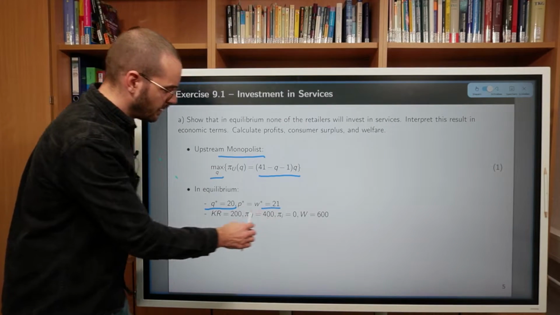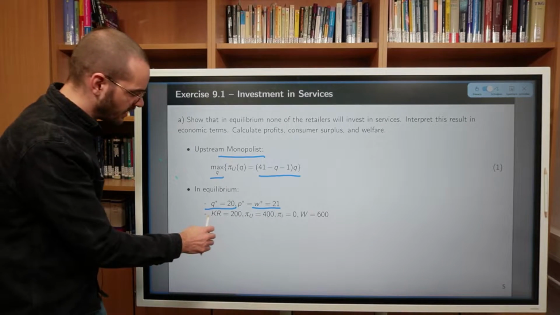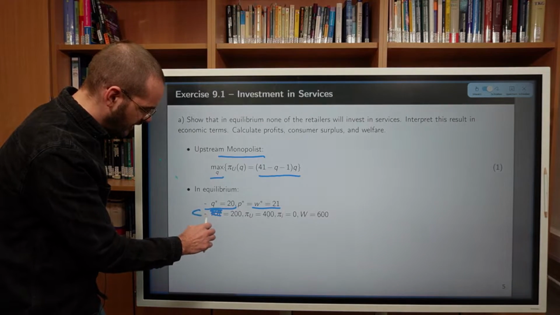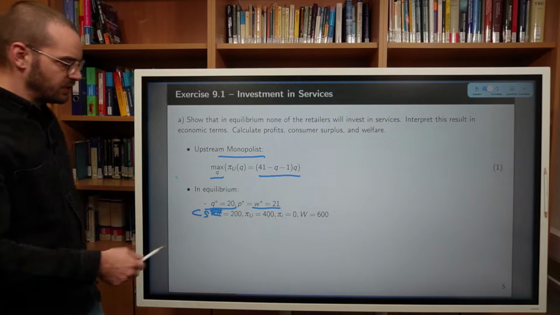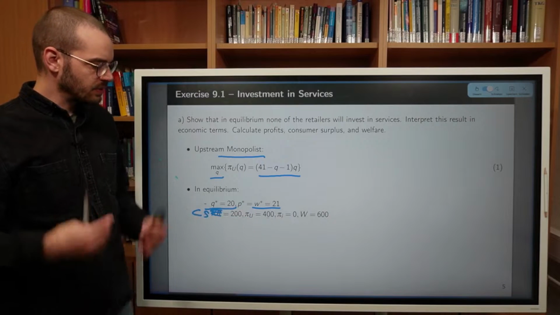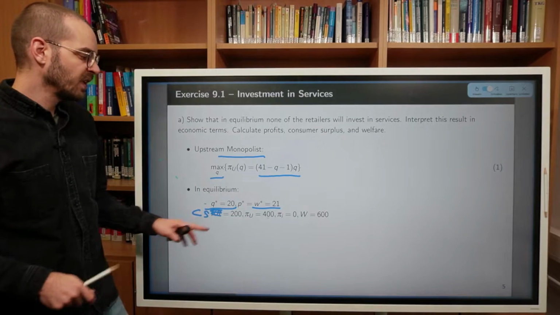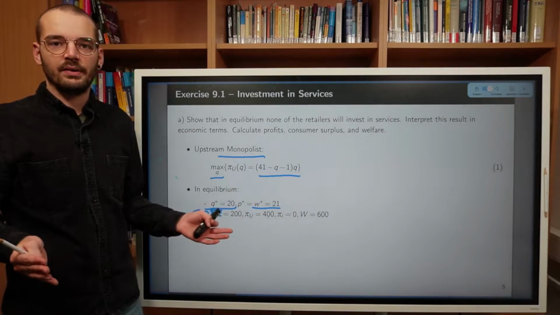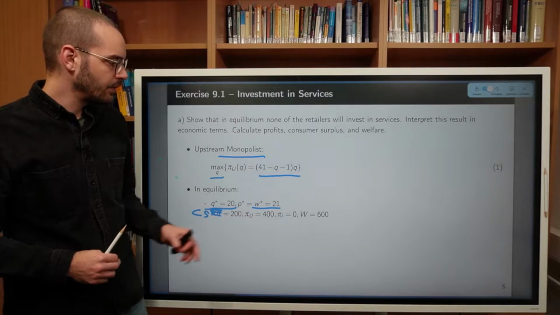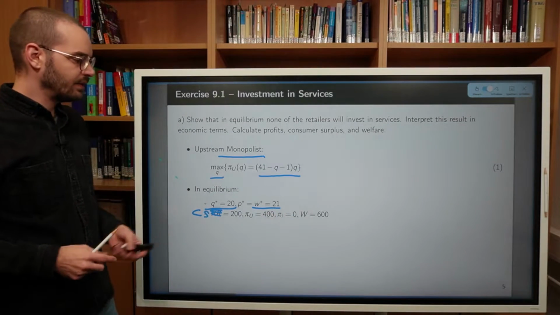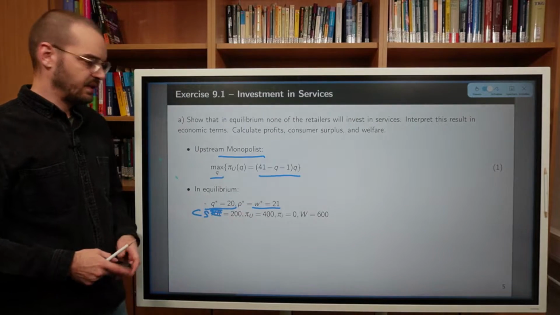Now, knowing price and quantity in this market, we can of course calculate consumer surplus, which equals 200. We can calculate the upstream profits, which equals 400. Downstream profits, Bertrand paradox, are 0 for either firm. And then the overall welfare in this market is 600.